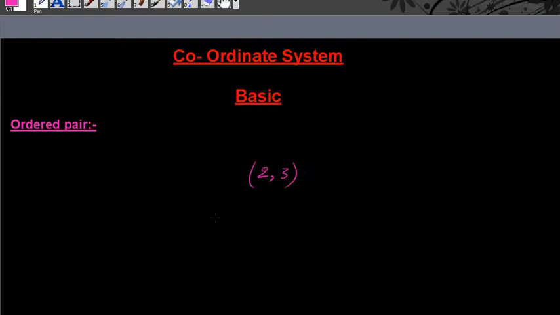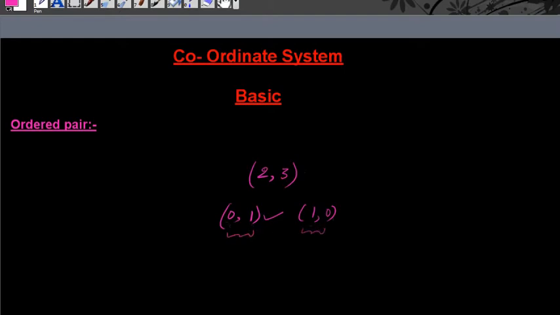For example, one more: 0, 1. These two numbers can be arranged like that. This is also said to be an ordered pair. Next, 1, 0. This is one more ordered pair. Here (0, 1) is one ordered pair and (1, 0) is another ordered pair.